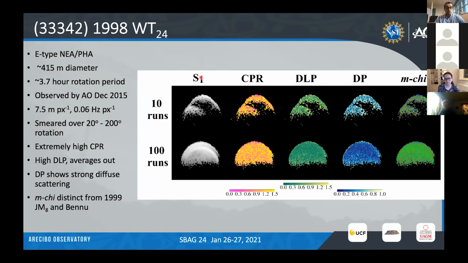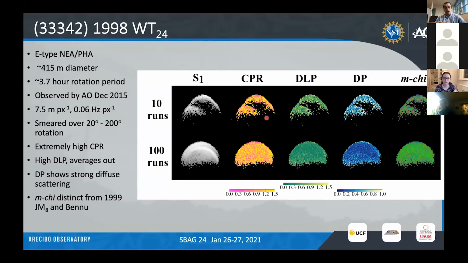1998 WT24, which is an E-type asteroid, among those with the highest radar-measured circular polarization ratios, has a very different polarimetry landscape. The CPR is really high. This color bar is going up to 1.5 in this case. Here we're showing two views of the asteroid: one averaged over 20 degrees of rotation and one averaged over 200 degrees of rotation. So this is showing roughly one orientation, whereas this is showing the average surface properties. And the CPR is consistent between the two.